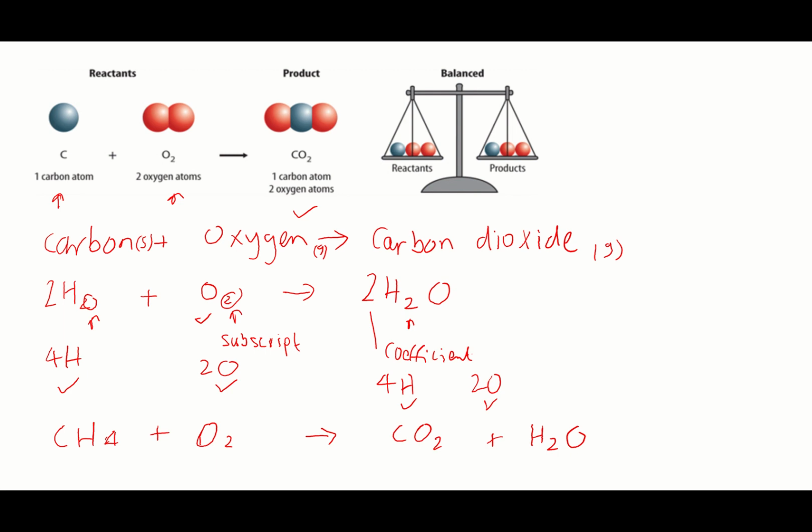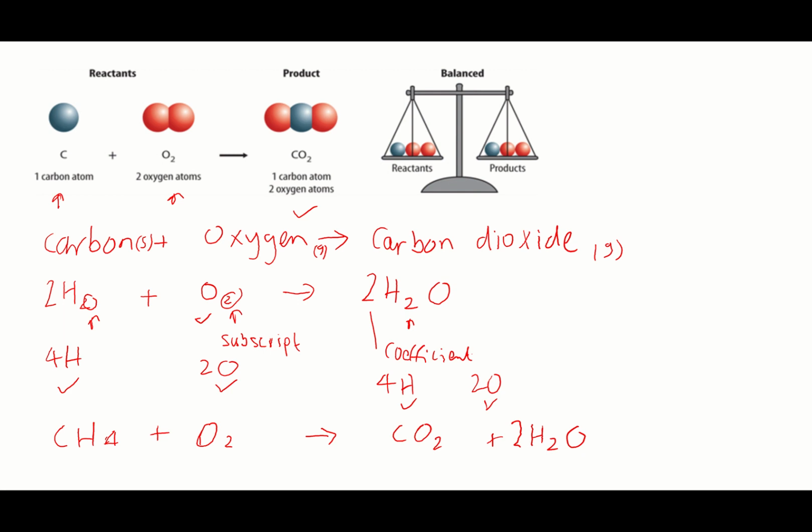Now what you need to look at is the numbers. So at the moment, is everything balanced? I have 4 hydrogens on the methane side, okay, 4 hydrogens, but I only have 2 here. So how can I balance that? If I put the coefficient of 2 there, that satisfies the hydrogens.